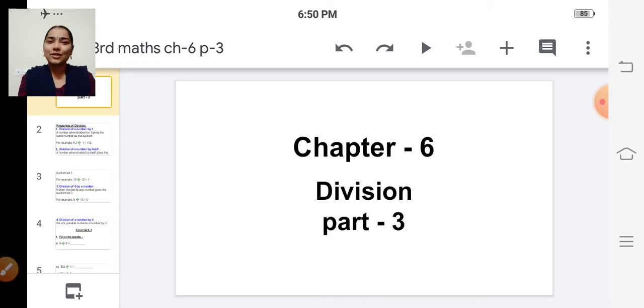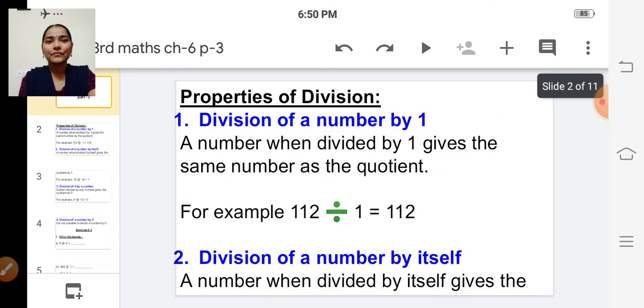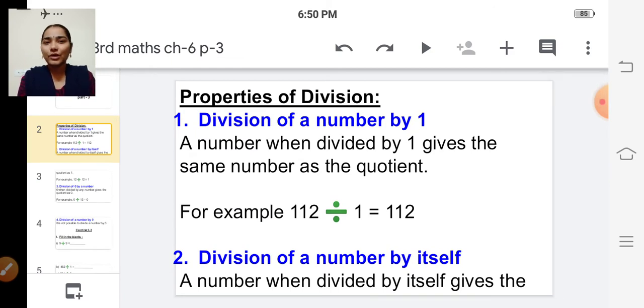So, today we are going to continue with chapter number 6, part 3. Today we are going to see properties of division. The first property is division of a number by 1.